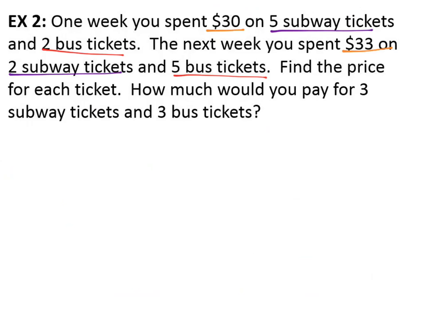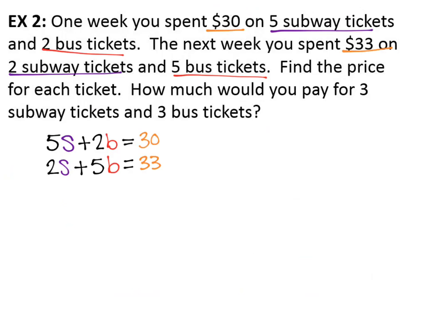Writing our equations, I'm going to use an S for subway tickets and a B for bus tickets. So we have 5 times S plus 2 times B equals a total of $30. The second equation is going to be 2 subway tickets plus 5 bus tickets equals $33. Now again, is this going to be best for elimination or substitution? It's in standard form, so elimination works best. They're in the same form, so I need to choose a variable to eliminate. In this case, I'm going to eliminate subway tickets so I can find out how much a bus ticket costs.